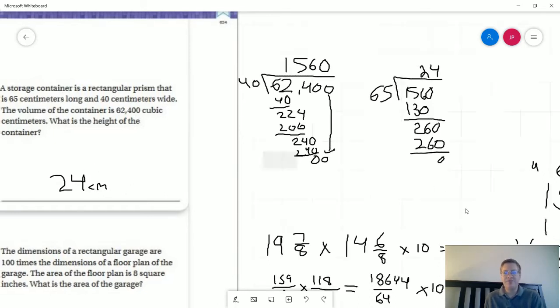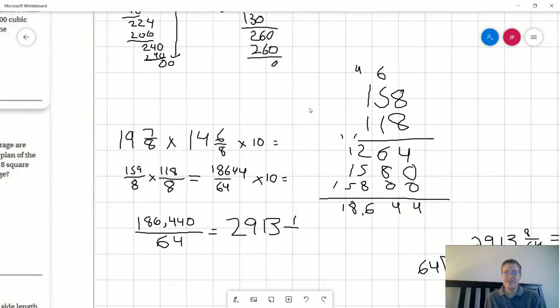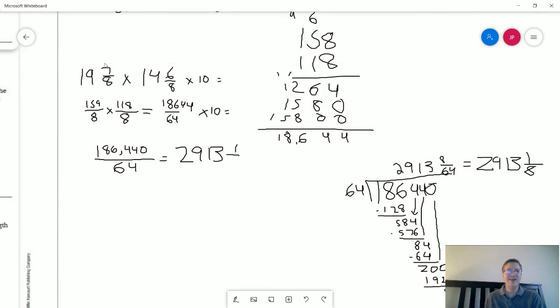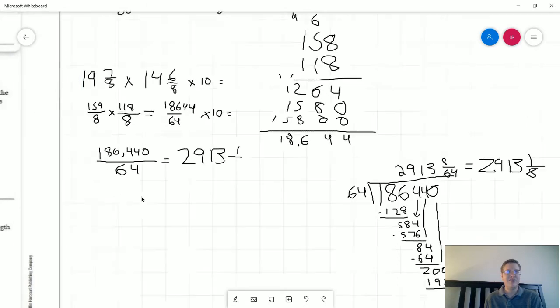Oops, I messed up. Let's take a look at what the actual answer is here. If you want to, pause the video. I started by converting everything to improper fractions and multiplying by hand. So here's 115 times 118, it gives me 18,644 divided by 64. Here's the work for that. We get a remainder of 8/64, and that converts down to 1/8. So it should be 2,913 and 1/8, and apparently I lost that last eighth off the end there. So that was the answer for that.